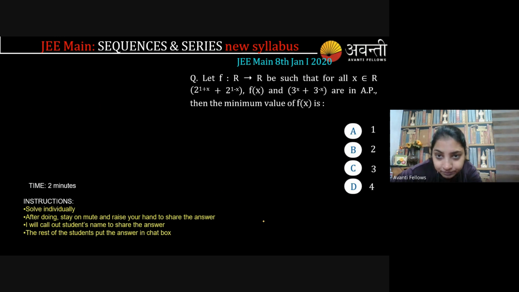See the next question. They said the function goes from real to real, such that x belongs to real numbers. They are in AP. Then find the minimum value. Now you're thinking that they gave me real numbers, they didn't give me positive real numbers. Many of you are thinking that. Yes or no? But think about what they said. They have given you 2 raised to power x, 3 raised to power x. Whenever a real number is given as a value to that function, as a power, that will become a positive number.